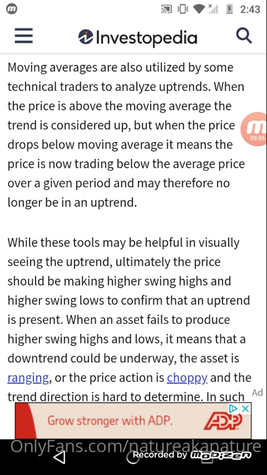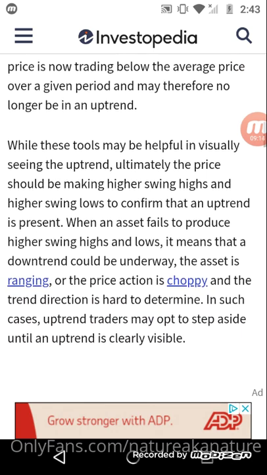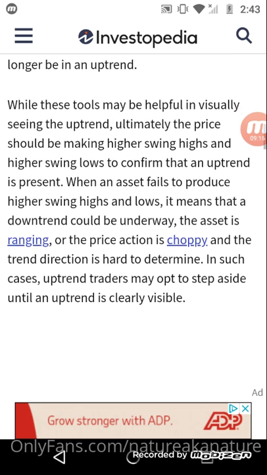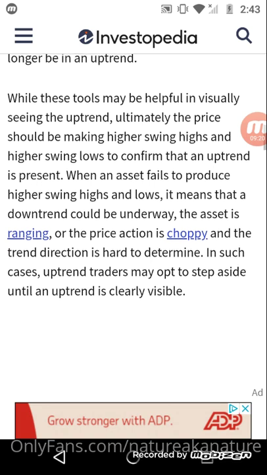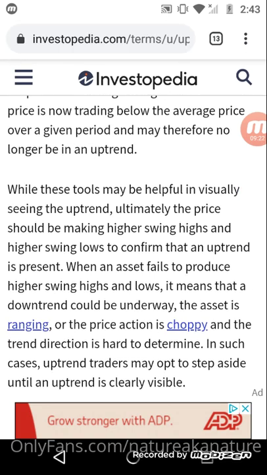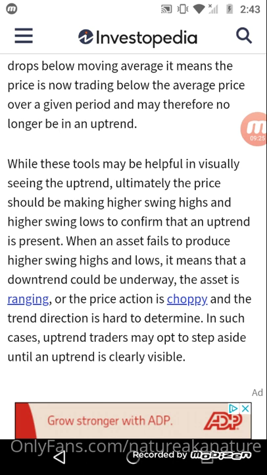Yeah, I don't really use a lot of indicators. I really use the moving average. So while these tools may be helpful in visually seeing the uptrend, ultimately the price should be making higher swing highs and higher swing lows to confirm that an uptrend is present. Without higher swing highs and lows, it means that a downtrend could be underway.